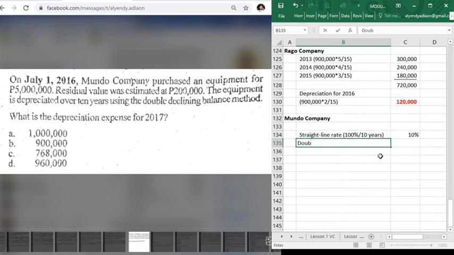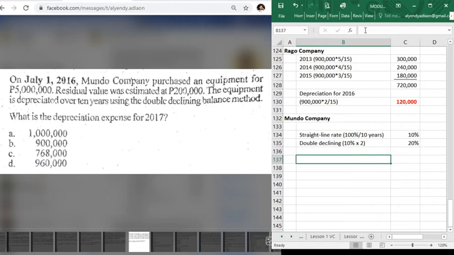And for the double declining, okay, that would be the 10% times 2. Okay, so for the double declining, this is 20%. Now, to solve for the depreciation, since ang gipangutana na is depreciation expense for 2017. So, since gipalit man ni siya July 1, 2016, the first year covers July 1, 2016 to June 30, 2017. Ang second year, nag-start pa og July 1, 2017 to June 30, 2018 na pod.